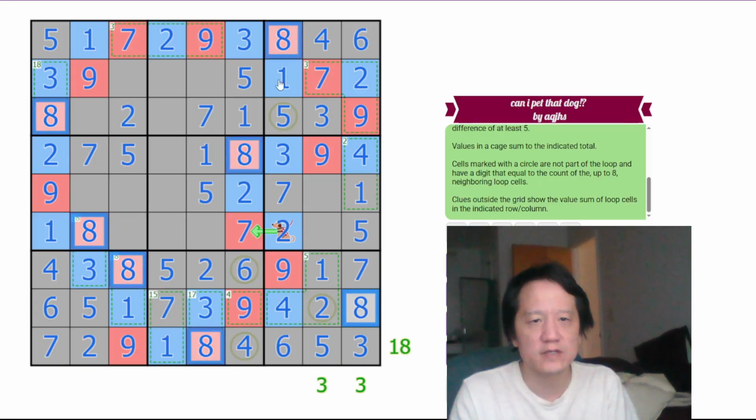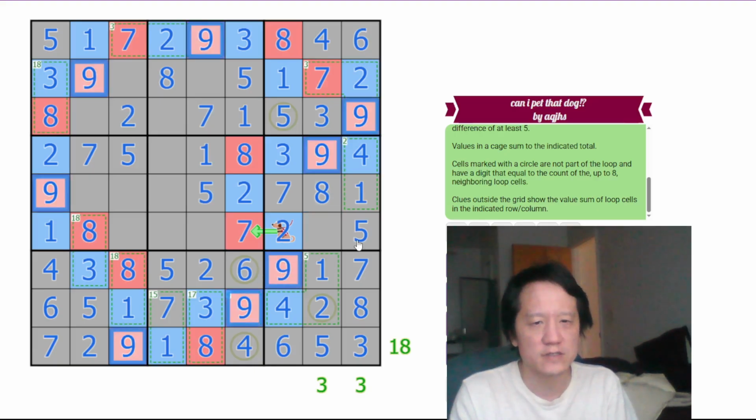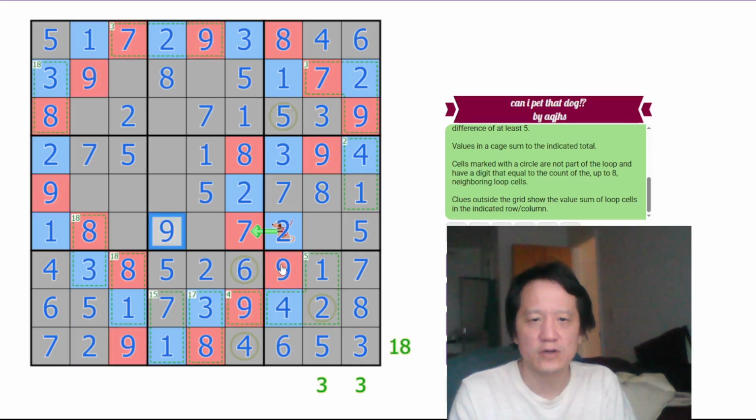We have 8. No, we don't have 8 8's, but in box 2, 8 cannot be here or here. So 8 must be here. We have 8 8's now, so 8 must be here as the last 8. And then 9's. We have 8 9's. We know where the last 9 has to be. It has to be here.